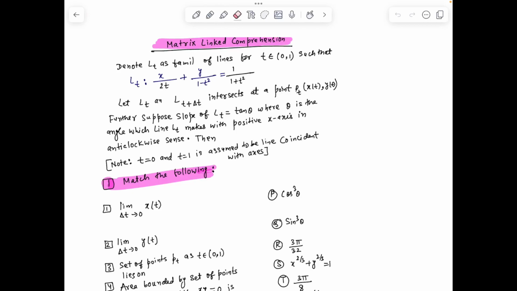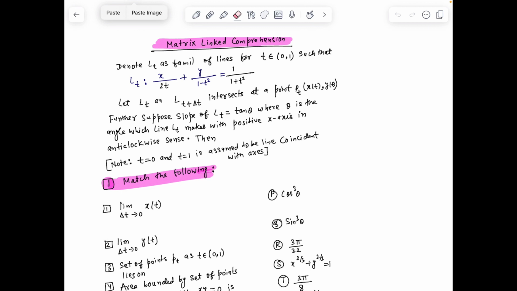And let's see this beautiful problem on a straight line: x-intercept is t over 1 plus t square, and y-intercept is 1 minus t square over 1 plus t square. Now let L_t and L_(t+Δt) intersect at a point P_t whose coordinates are x and y as a function of t. Further, suppose the slope of L_t is tan theta, where theta is the usual angle as you describe in trigonometry.